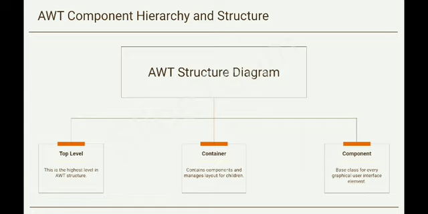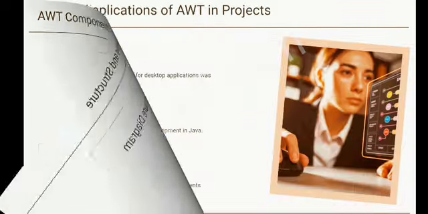AWT organizes its graphical elements in a well-defined hierarchy, which are top-level containers, containers, and basic components. Top-level containers serve as the root for all components, managing lifecycle and layout. Containers hold and arrange multiple components, controlling their structure. Basic components, the foundational units for all visual interface elements.